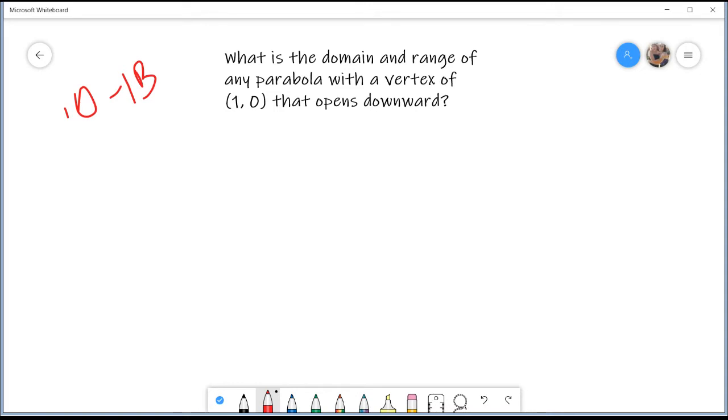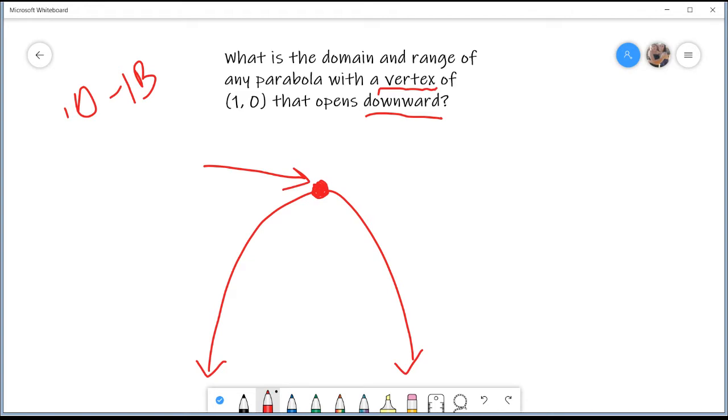Now, remember our vertex. That's the point that's either the highest or the lowest. Since it opens downward, that means that our parabola looks like this, and it's opening downward. And we know that this point right here, I'll use a different color, I'll use the rainbow, this point is (1, 0). So what does that mean about our domain and our range?